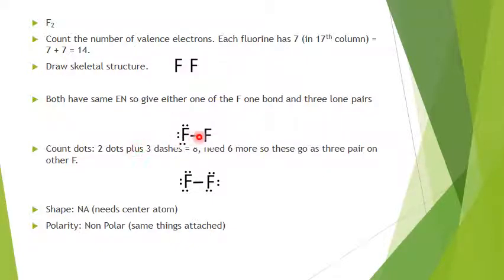Okay, there's 6 dots and 1 dash, so that's 8. I need 14, so I need to put 6 more. I'm not putting them on where I started, so I put them over here as pair, pair, pair. And you look, each fluorine now has 1 bond and 3 lone pairs. And again, this has no shape, and it's nonpolar. Same things attached.